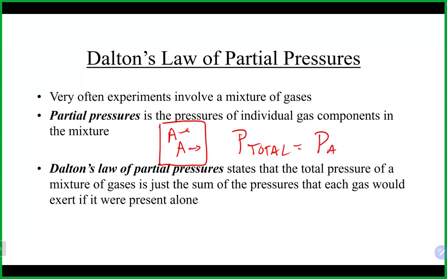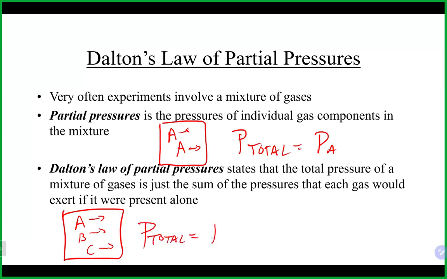Now, if we had a container where we had gas molecule A, gas molecule B, and C, and they're all flying around in that container, when we look at the total pressure of this container, that's the result of the pressure of A plus the pressure of gas B plus the pressure of gas C in this case. And because they each contribute a little bit to the overall pressure of that mixture, these are what are known as partial pressures, because they partially contribute to the overall pressure of that gas mixture.